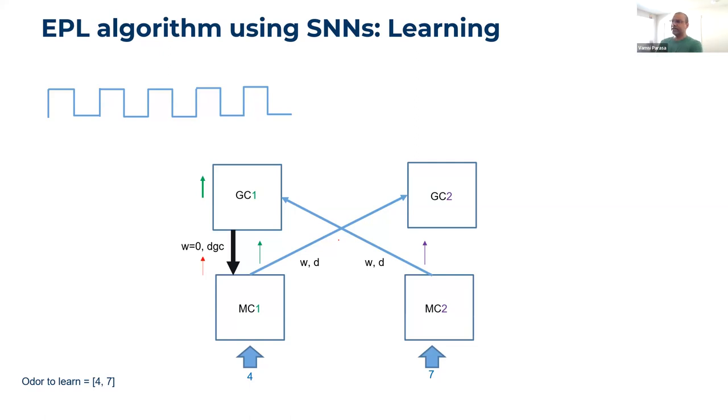Due to a certain delay, the spike from GC1 comes to the MC, and it tries to inhibit the activity of the MC1. This is the high-level picture. The same thing is happening at the GC2 side, but in this cartoon, we'll focus primarily on the GC1, what it is doing. Although GC2 is doing similar things, there's a lot of things going on in this network, and it's really hard to understand this network.